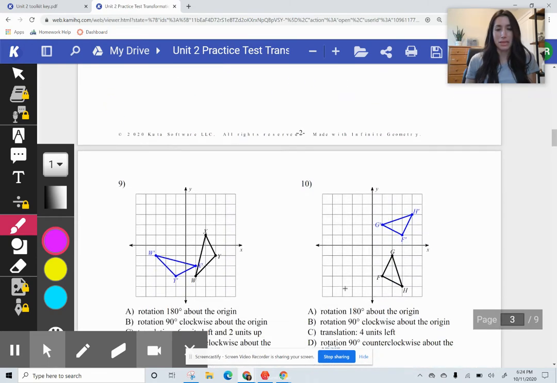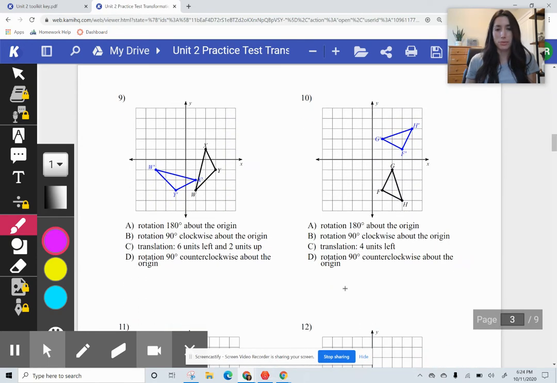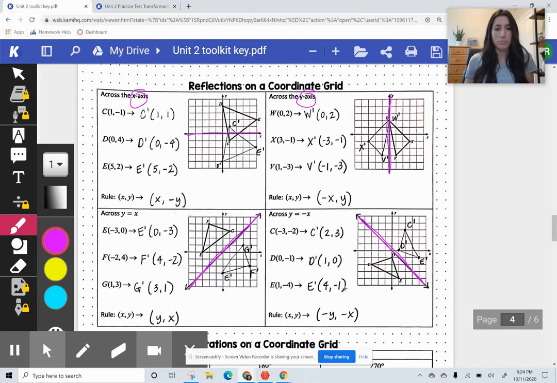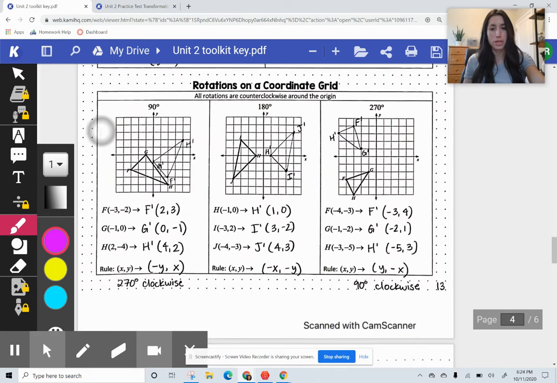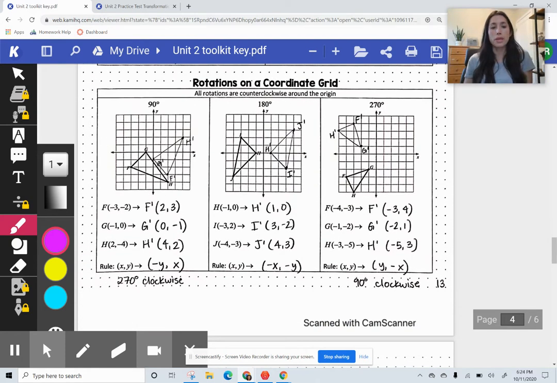Okay. And our last type of transformation here, these are our rotations. So we'll go back and reference our rotations here. I'm going to scroll down to our rotations on a coordinate grid. If you'll notice here, we have all counterclockwise. So we have 90 counterclockwise, but I also wrote here on the bottom that's the same as 270 clockwise. And then we have 270 counterclockwise is the same as 90 clockwise. And then obviously 180 is the same either way.